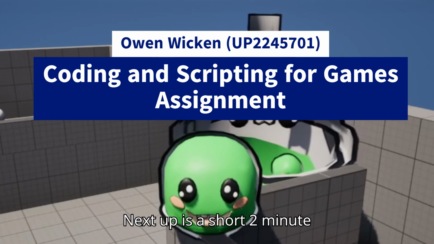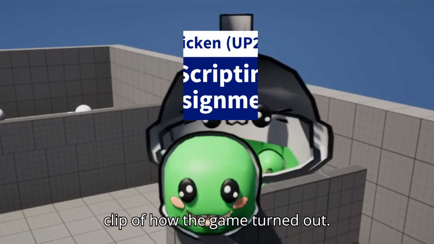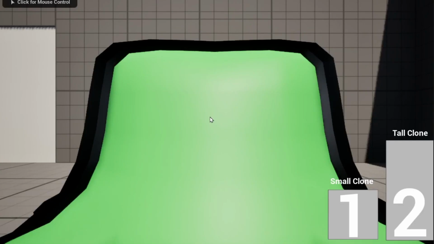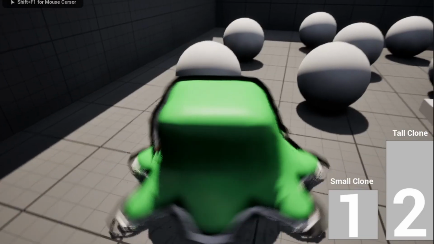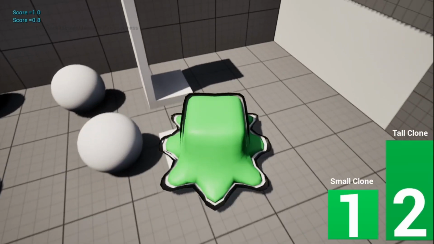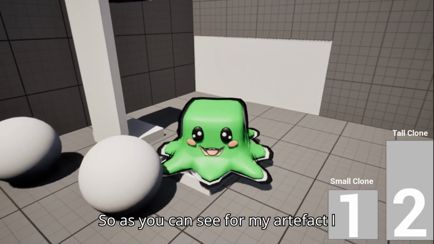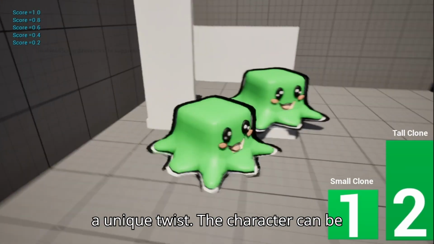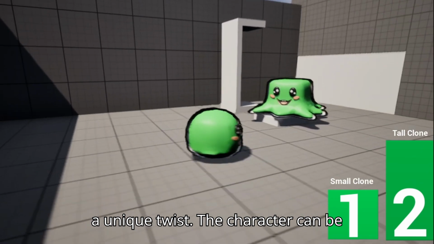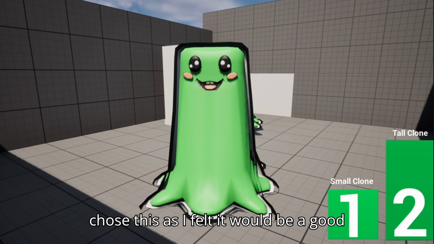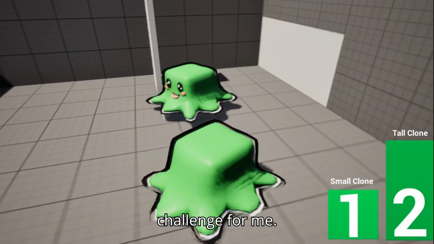Next up is a short 2-minute clip of how the game turned out. So as you can see, for my artifact I chose to do a puzzle platformer with a unique twist. The character can be cloned and morph into different shapes. I chose this as I felt it'd be a good challenge for me.